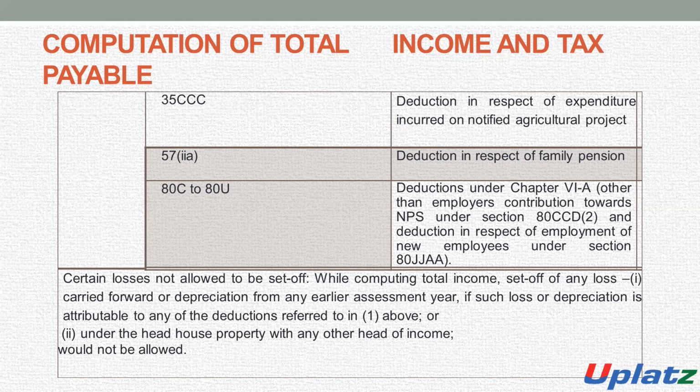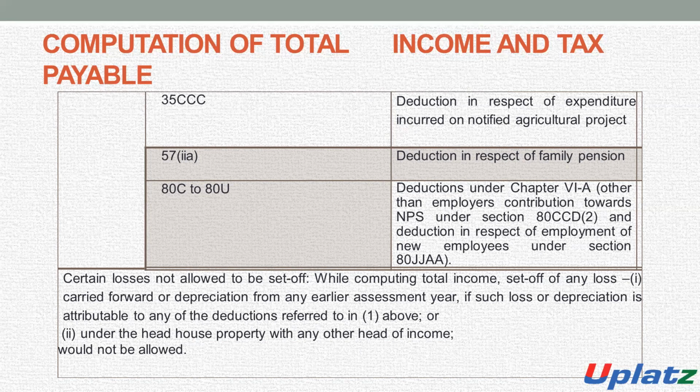So, if there is any assessee who wants to apply the provision of section 115BAC, means if he wants to calculate the amount of income tax at the concessional rate of income tax, then these deductions and exemptions are not available to the assessee. Certain losses may not be allowed, means certain losses cannot be set off by the assessee.